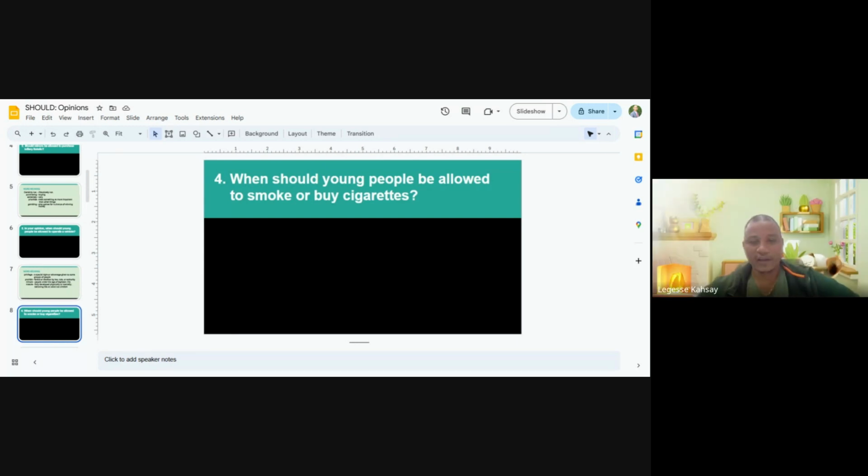Not true. It's not like that. My aim is that we should educate young people about the harms of having cigarettes or smoking. If we show them all the side effects and disadvantages of smoking, if we make them understand in their minds, they will not smoke.